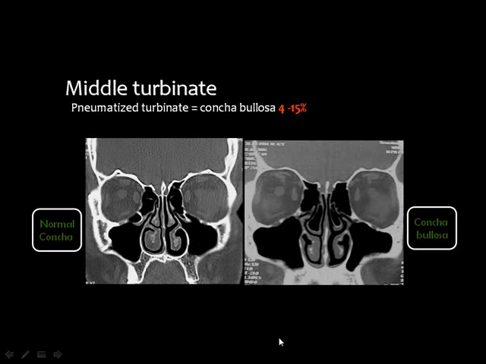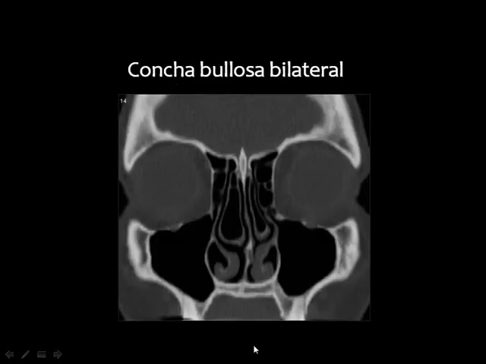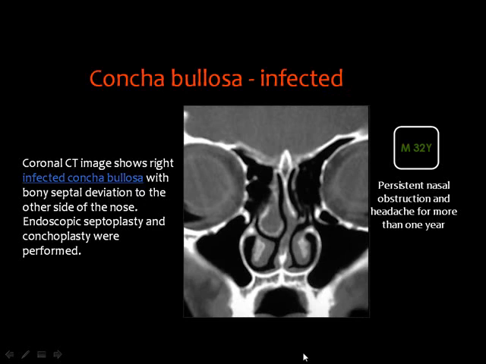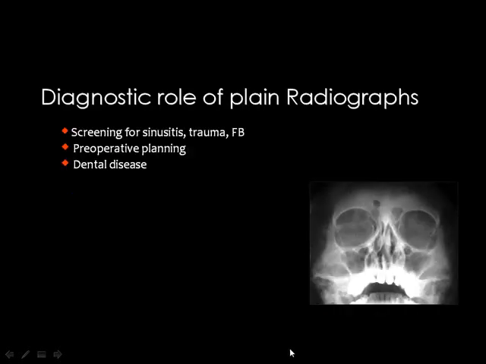Then one of the common variants is the concha bullosa, commonly affecting the middle turbinate. And this is the normal turbinate, and here is a bilateral asymmetrical concha bullosa. And this is another case of concha bullosa showing pneumatization of the middle turbinates being larger on the right side. And this is an infected concha bullosa on the right side. You can see the concha bullosa is obliterated by secretions.